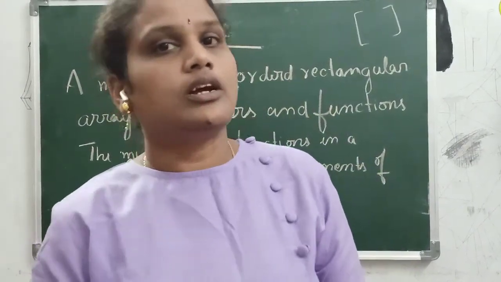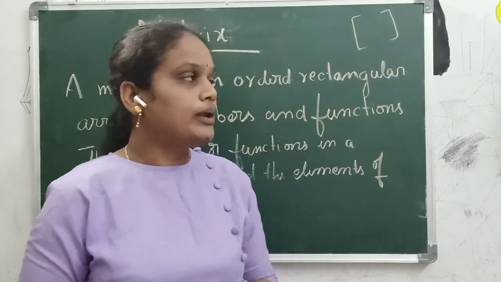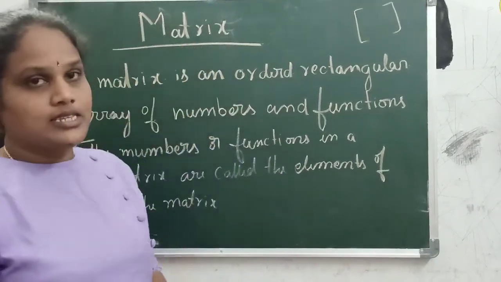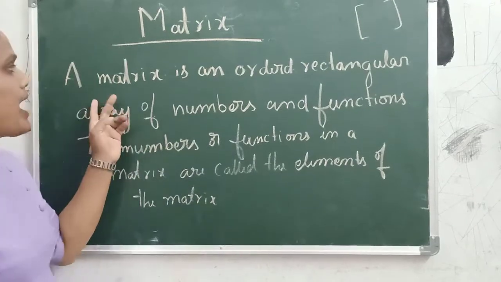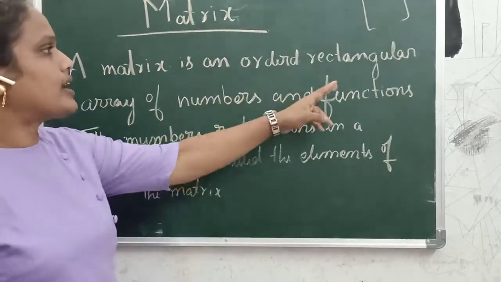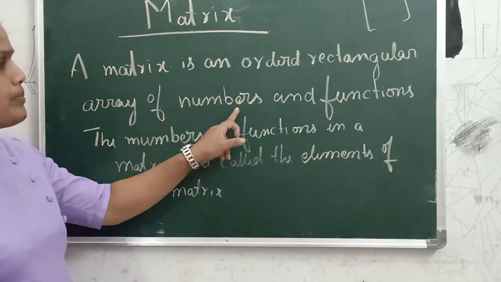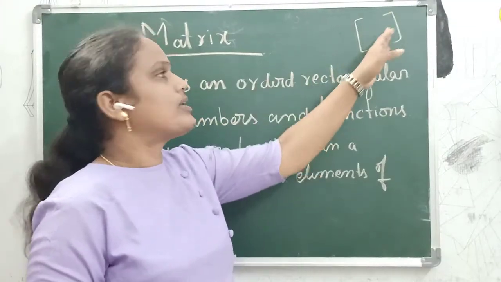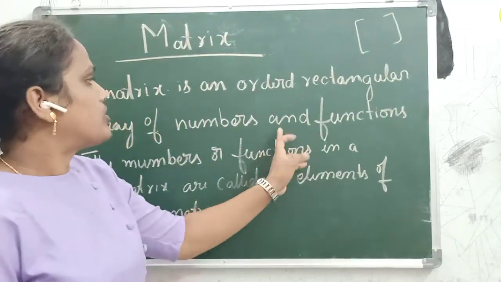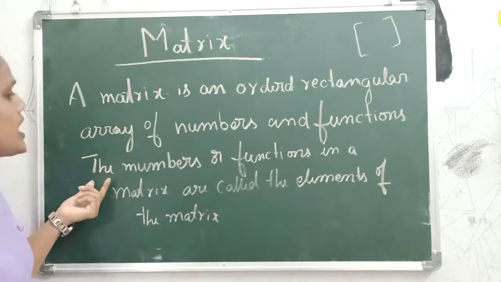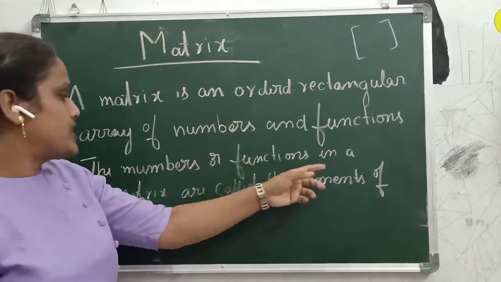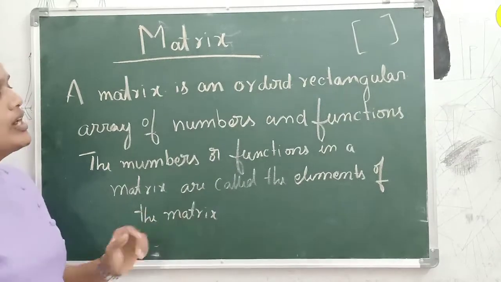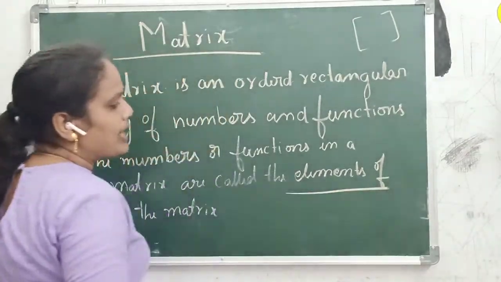Today we are going to learn about the matrix topic. So what is a matrix? First we define. A matrix is an ordered rectangular array of numbers. Array of numbers means we are writing in rows and columns. The numbers and functions in a matrix are called elements of a matrix.